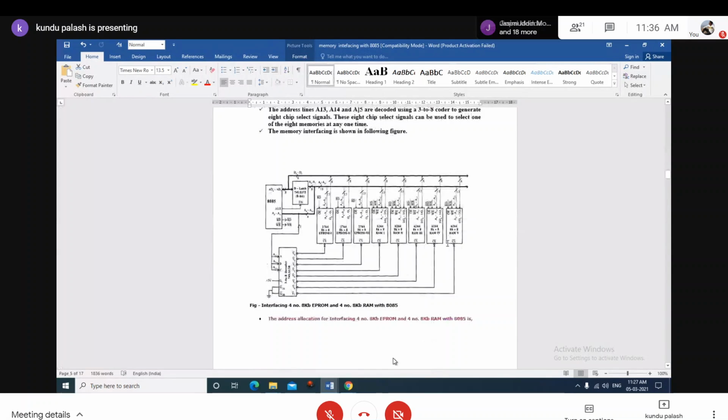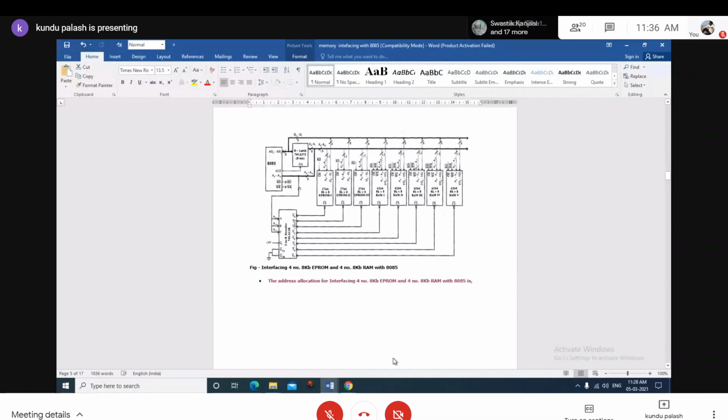So this is another diagram, interfacing 8 kilobytes EEPROM and 8 kilobytes RAM with the 8085, and so on up to 32 kilobytes. That means the full 64 kilobytes has been utilized by this circuit diagram of memory interfacing. Here the size of the decoder is bigger.